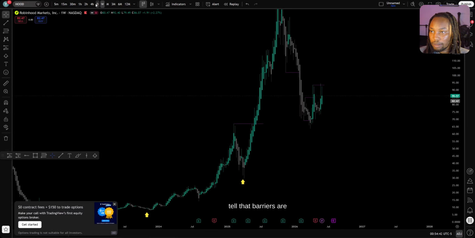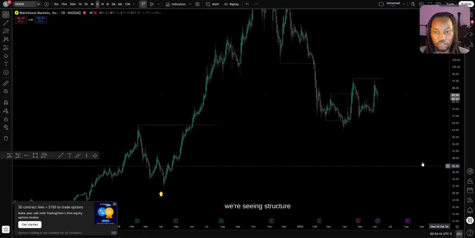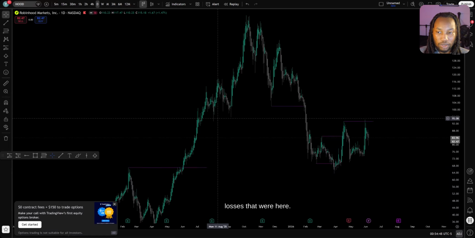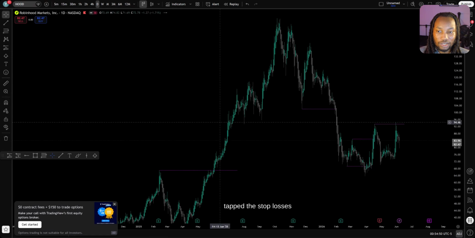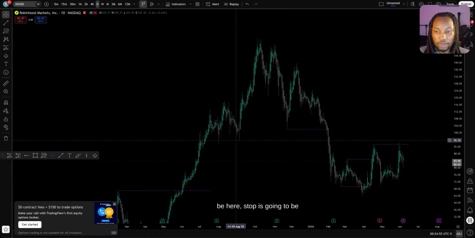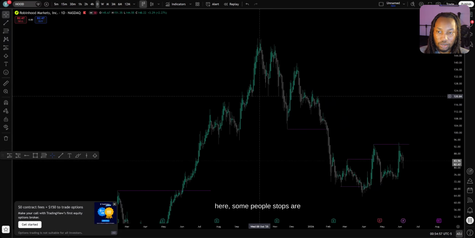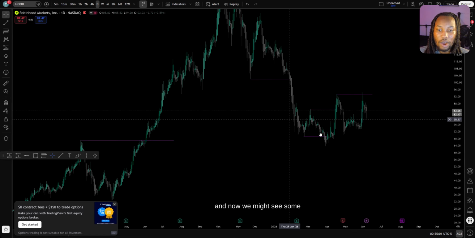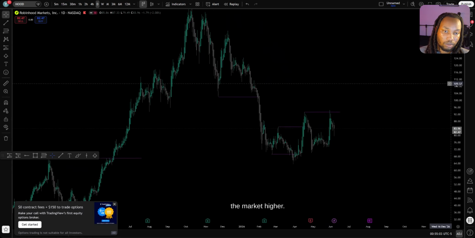Like I said, we can tell that buyers are coming in right here because we're seeing structure change to the upside. All the liquidity has been grabbed, all the stop losses that were here, the market has already tapped the stop losses and kept going. Because if you're buying the market right here, your stop is going to be here, stop is here, stop is here. Some people's stops are here, and look, the market has grabbed the stops right here, and now we might see some buyers stepping in, just keep pushing the market higher.